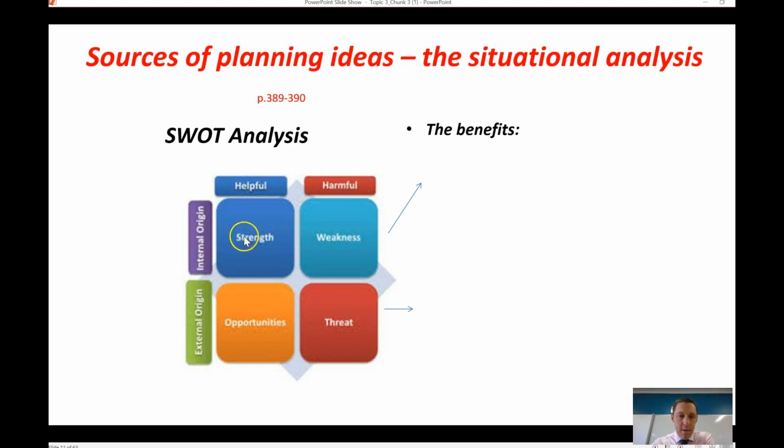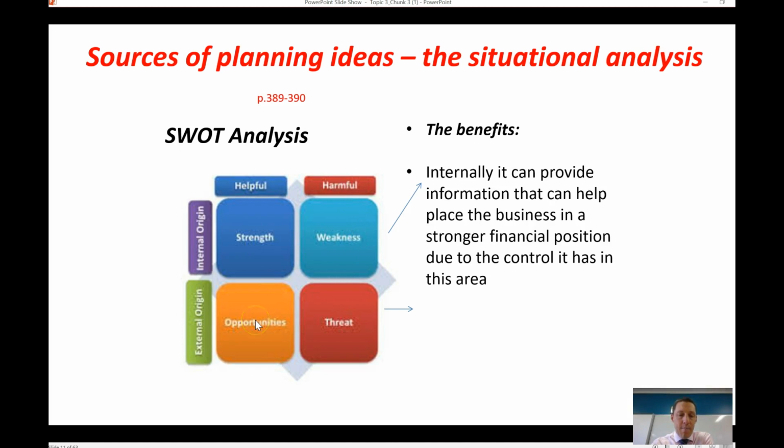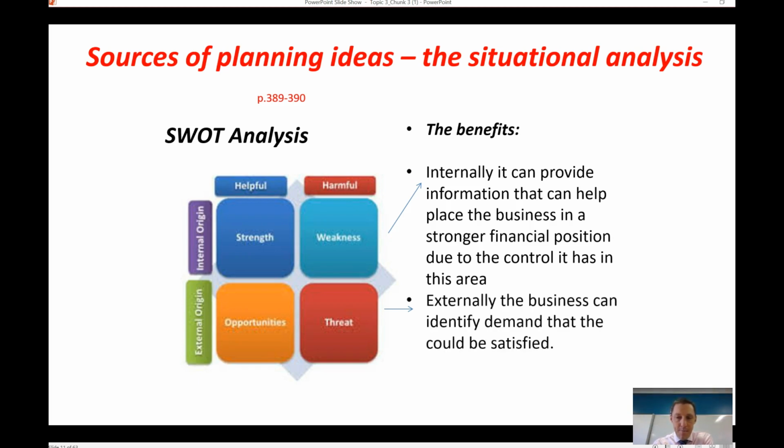And you can see here a strength is internal, and it's going to be helpful to the business. Internal weaknesses are probably going to be harmful to the business in terms of profitability, success, etc. External opportunities are going to be helpful for the business, but external threats are going to be harmful to the business. So the SWOT analysis provides information that's going to help the business become stronger from a financial position, and externally the business can identify the demands that could be satisfied, i.e. through opportunities that it can identify through undertaking that SWOT analysis.